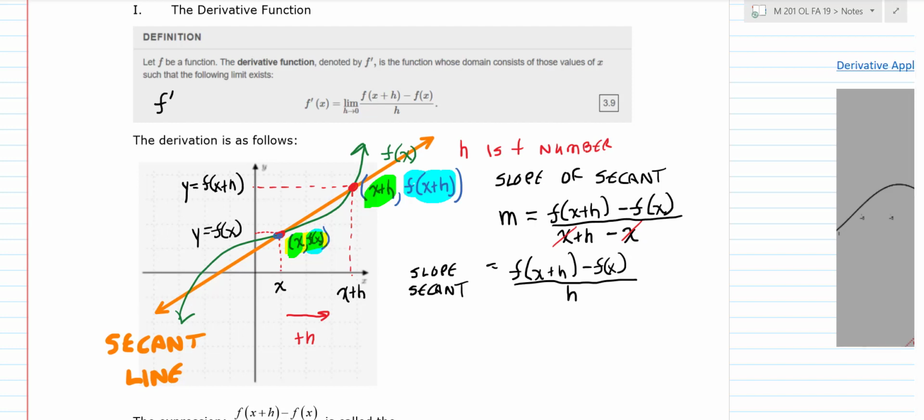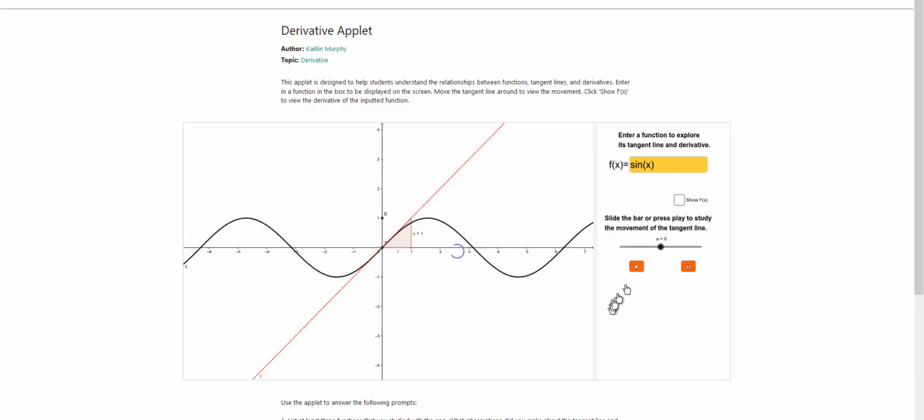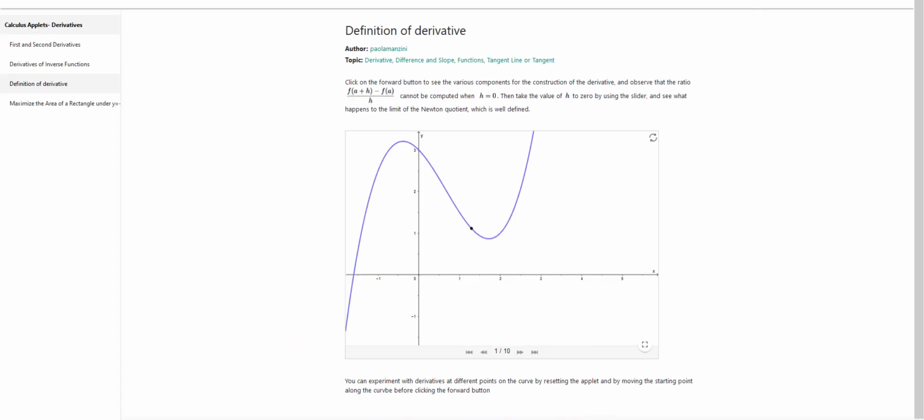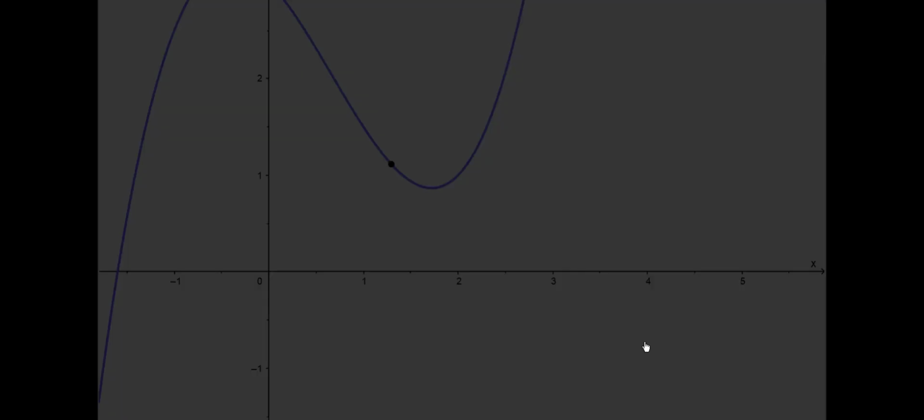Okay? So what I'm going to do on this then is open up this applet, and this applet will kind of help us, I think, to understand something. I think this does a pretty good job of doing this. So let me do this. That's not the one I wanted to do. Here's the one I want to do right here. Okay.